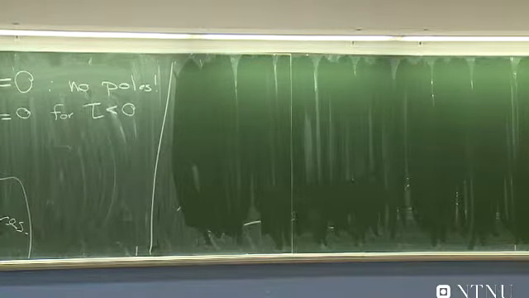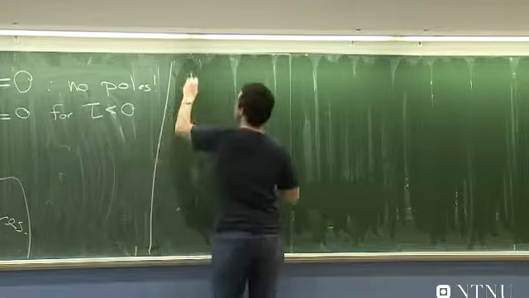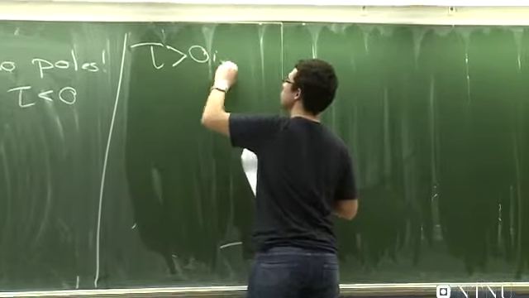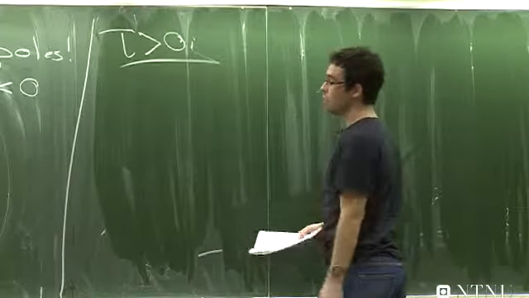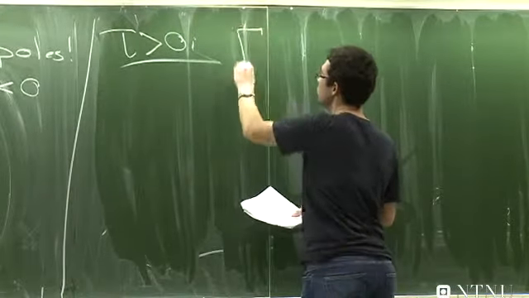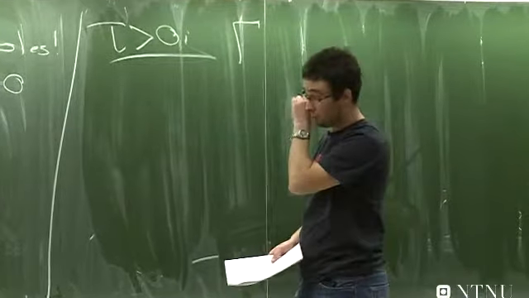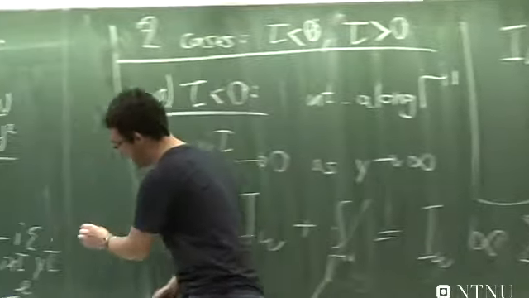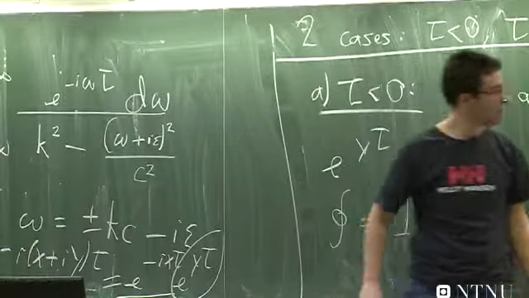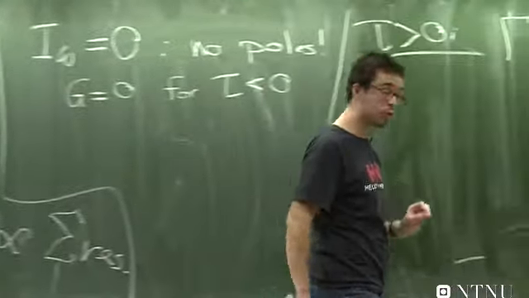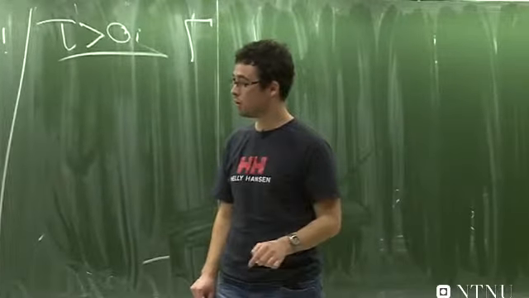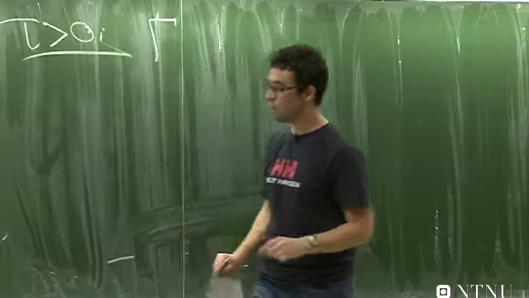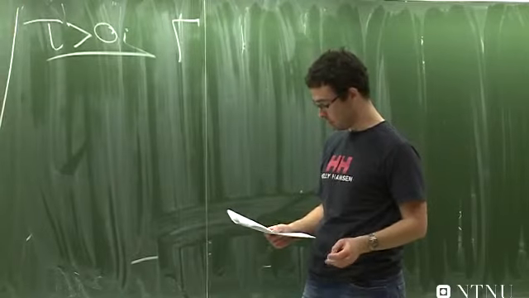Okay, so tau greater than 0. And now we integrate along gamma, because, well, the tau has changed signs. So this factor is going to go to 0 in the lower half plane of the complex plane.